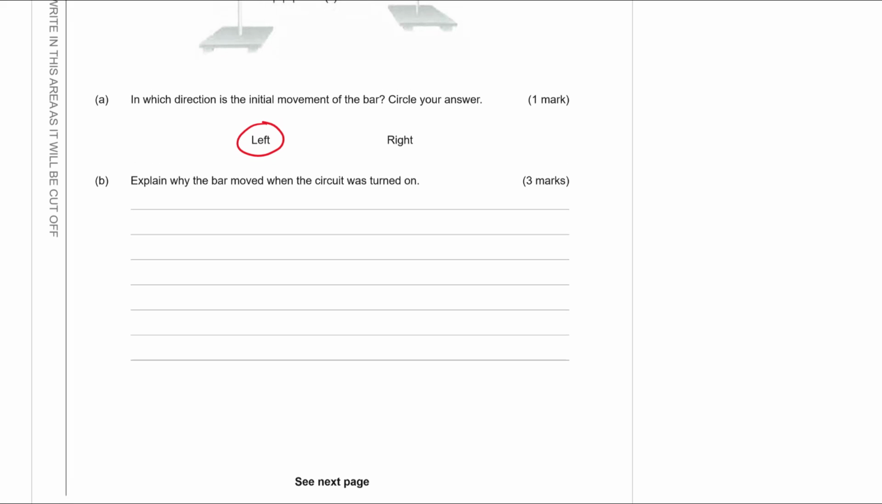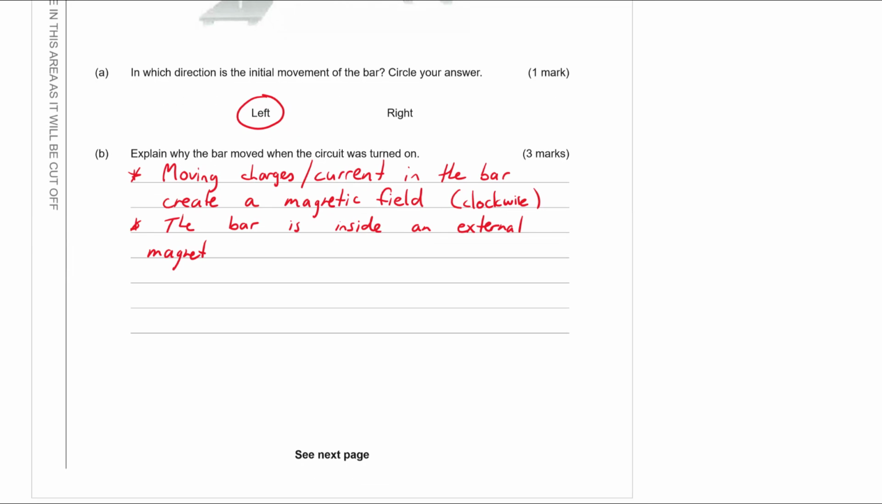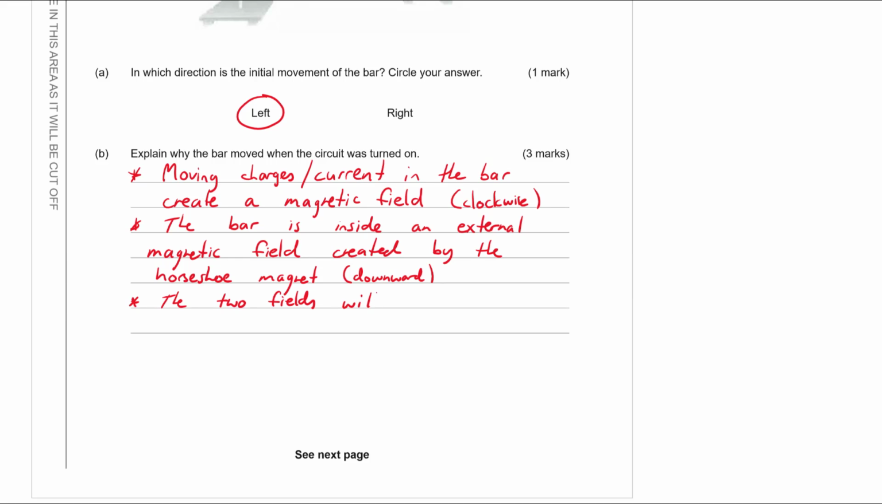There's lots of different ways you can approach this, but I would start by talking about how moving charges in the bar, or current in the bar, will create a magnetic field, and that if the current's going into the page, then that magnetic field will be clockwise. Then I'll talk about how the bar is inside an external magnetic field that's created by the permanent magnet, and that's going to be a downward magnetic field. And then finally how those two fields would interact with each other, and then you'd have a force being experienced by both the bar and the magnet. But it's all talking about the bar, so you'd say the bar is going to the left.